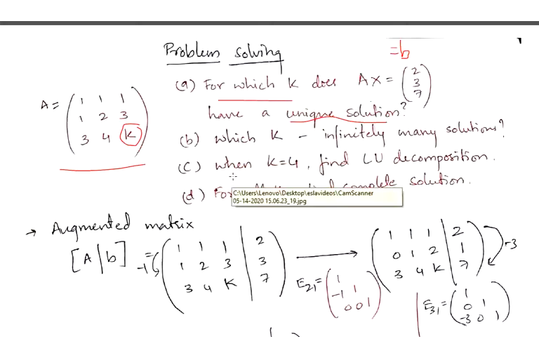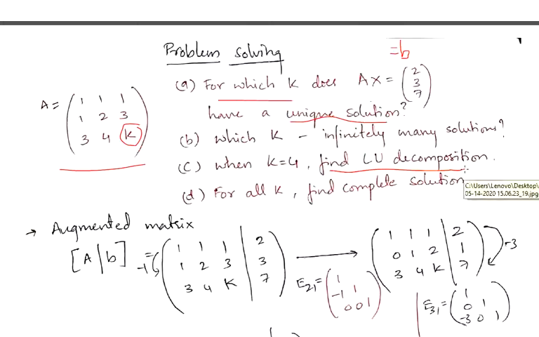Then C is: when k is equal to 4, find the LU decomposition. And D: for all k, find the complete solution. So these are the 4 questions. What we'll try to do is decompose this first, and then do the analysis one by one. The augmented matrix is written as A slash B. B is given here, A is here, so just write it in matrix form.